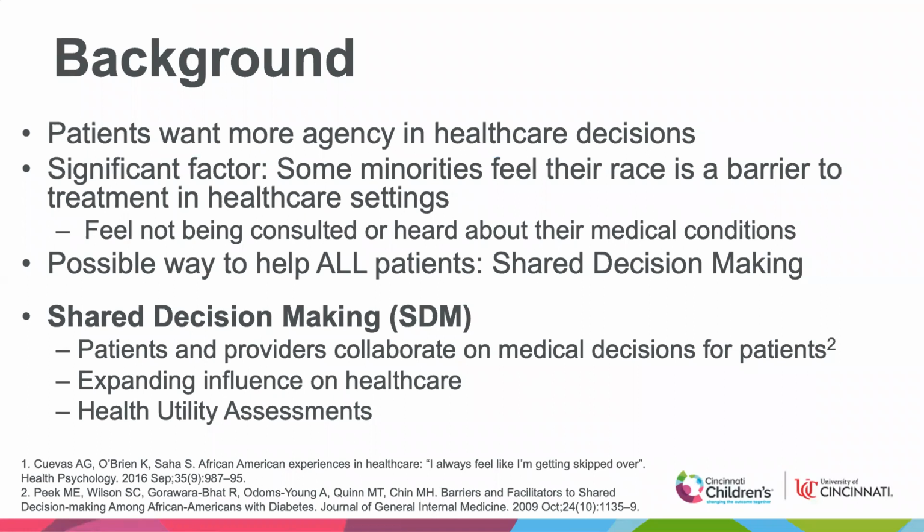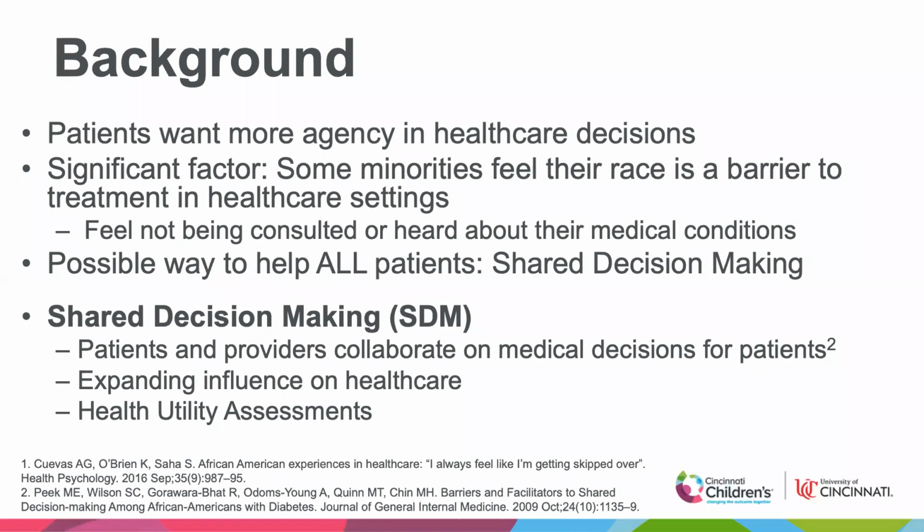So patients want more agency in healthcare decisions. This has been mentioned time and time again, with a lot of patients asking for that particular aspect in their treatment options. And we know that because some minorities feel like their race is a barrier for treatment in healthcare settings, where they feel that they're not being consulted or heard about their medical decisions, thus wanting more agency in their decision making.